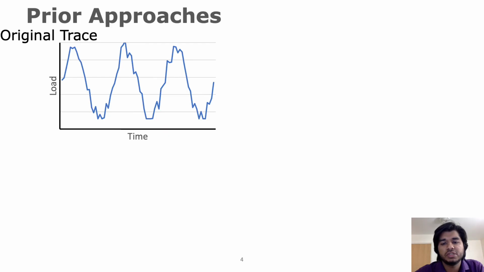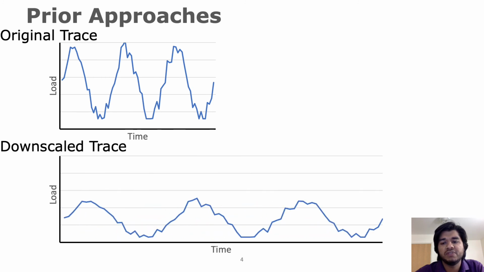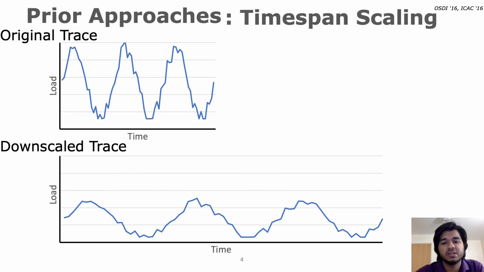One prominent approach in downscaling is to stretch out the requests in a longer time period to reduce the load in the system. For example, to halve the load of a 24-hour trace, the requests in the trace are spread across 48 hours by doubling the interval time between the requests. We call this approach time span scaling.